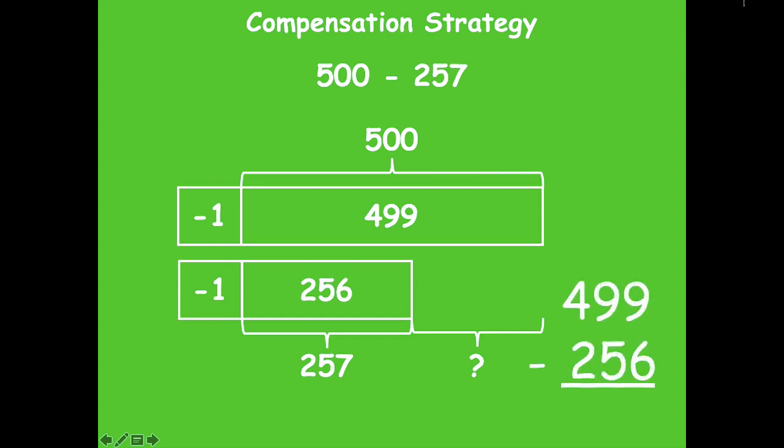Now I can set those numbers up vertically and subtract pretty easily. So start in the ones place, 9 minus 6 is 3. 9 minus 5 is 4, and then 4 minus 2 is 2. So 500 minus 257 equals 243. Did you guys get that?